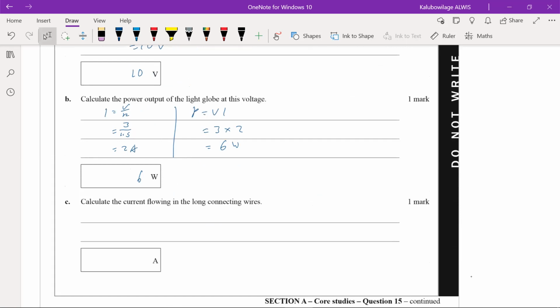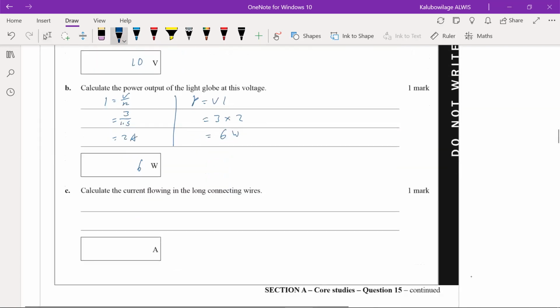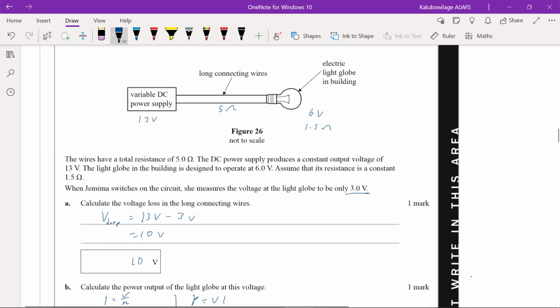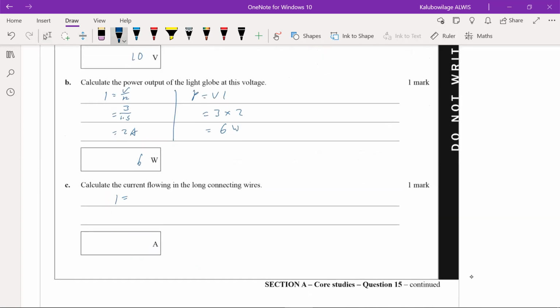Calculate the current flowing in the long connecting wires. We found the V drop equals 10 watts. You can just use that, and the resistance of the long connecting wires is 5 ohms. And I equals V over R, 10 over 5, which is 2.